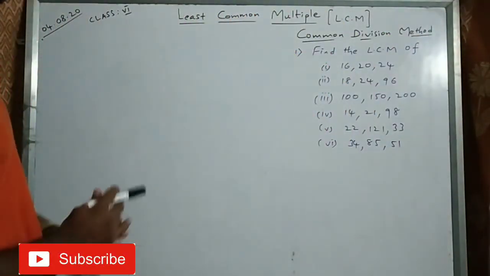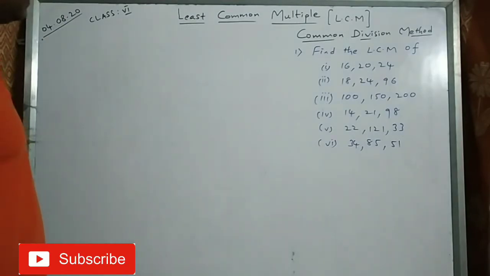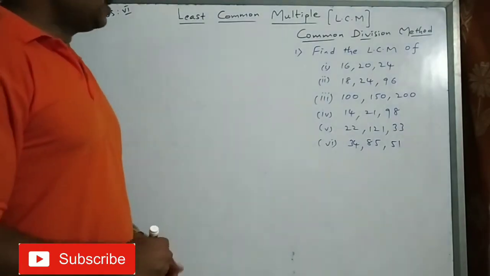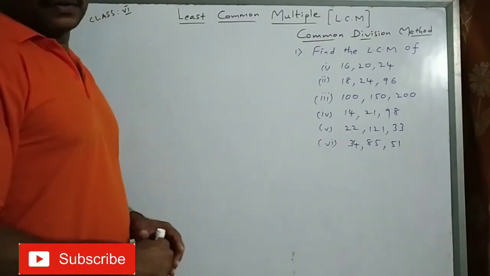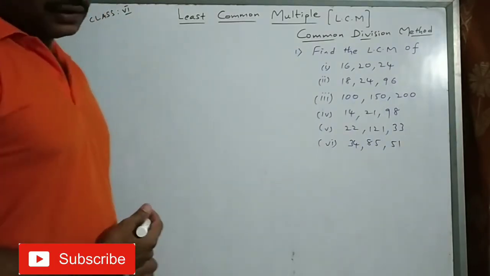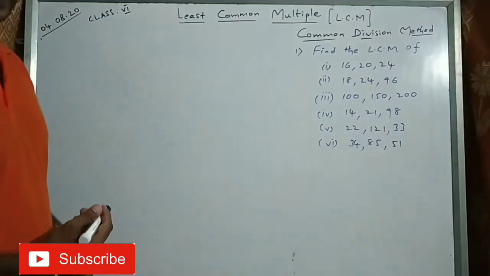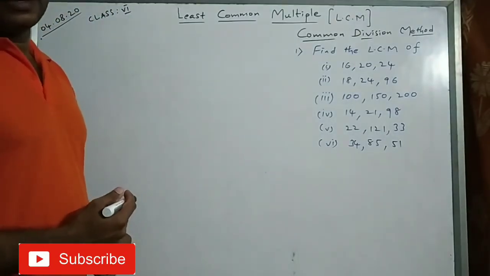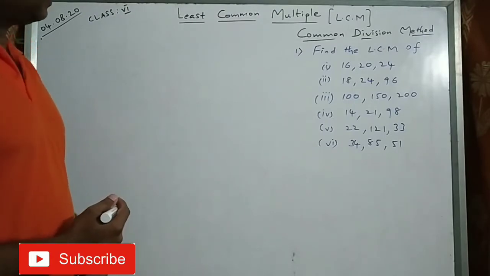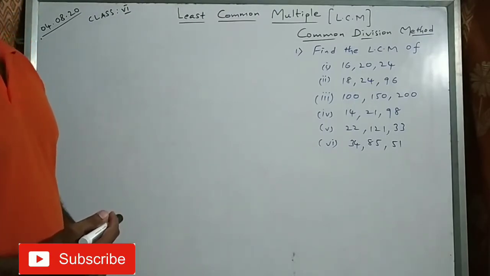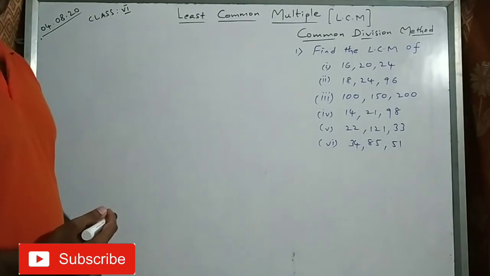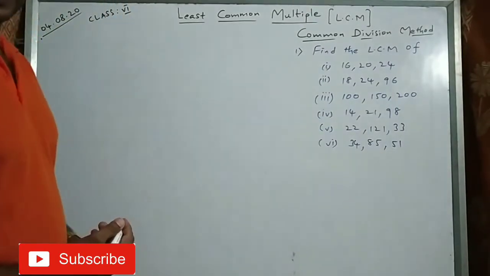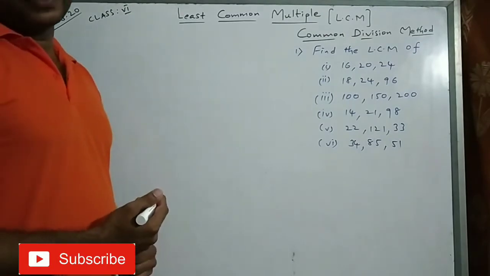Hi students, today let us see how to find the least common multiple, or LCM. So far we have seen how to find the greatest common divisor, GCD, or highest common factor, that is HCF, by division method, prime factor method and common factor method.